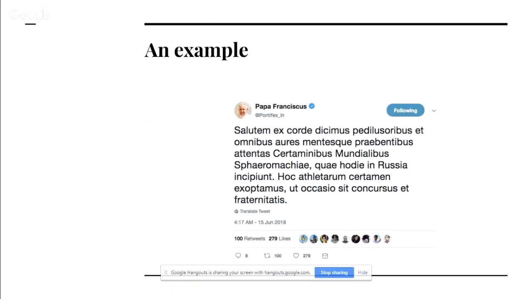I thought Latin would be the way to go to introduce this problem. This is a papal tweet on Pontifex LN where he talked about cura minibus mundialibus spiromachiae. Spiromachiae, a round thing battle, will not appear, I guarantee you, in any training data available for Latin literature, and the equivalent probably doesn't appear in the Greek training data I could find either. Nor will it appear in any lexicon that already exists for the language I'm working on here, right?